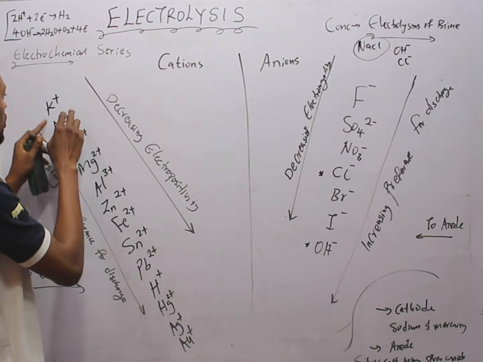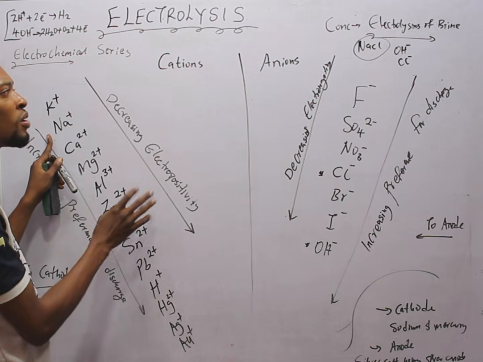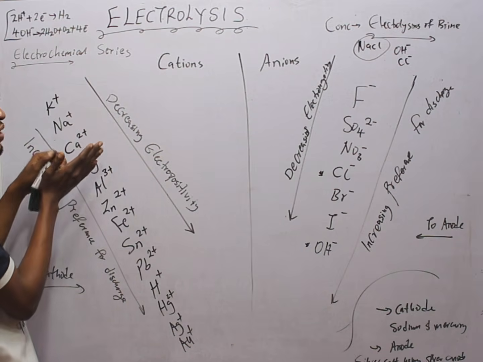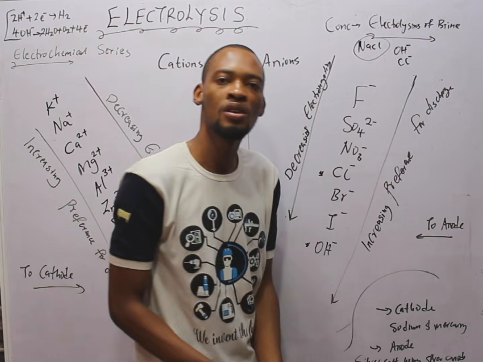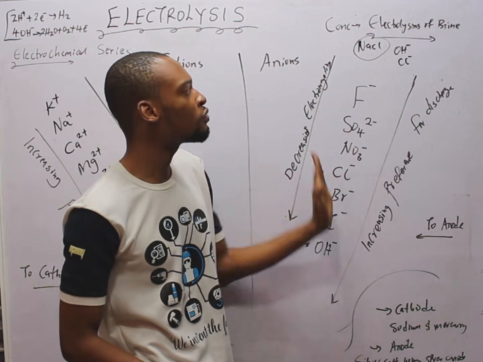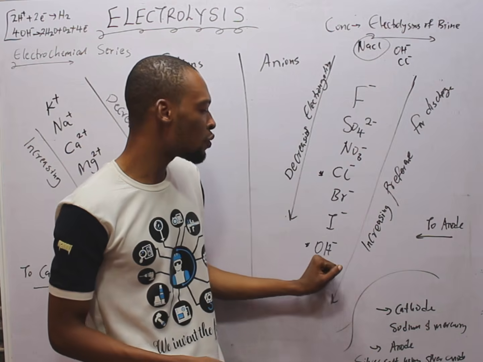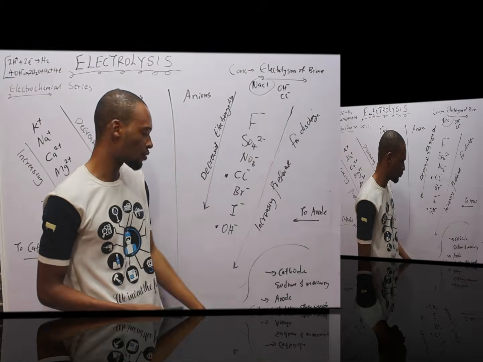If you have Na plus and H plus, concentration may not have effect because the distance is very far. It has effect if they are close in the electrochemical series. That is when concentration comes in. So if we are told electrolysis of brine, Cl minus will be discharged instead of OH minus, which was discharged in the dilute sodium chloride solution.